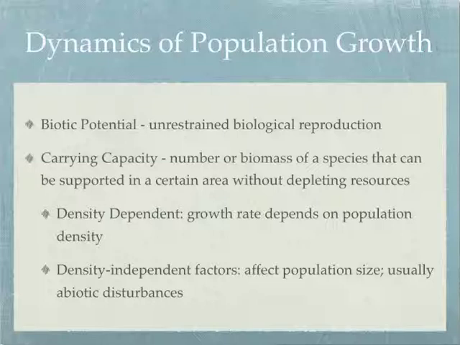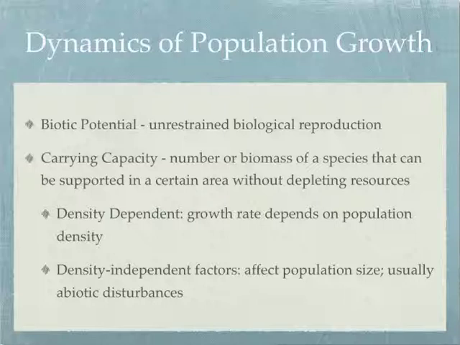Sometimes this can be considered density-dependent or density-independent. Density-dependent factor means that the growth rate depends on the population's density, so as more individuals increase, this becomes a higher priority factor in population growth. An example of this would be a food source. As more individuals enter a population, the need for food goes up, so the resource becomes depleted.